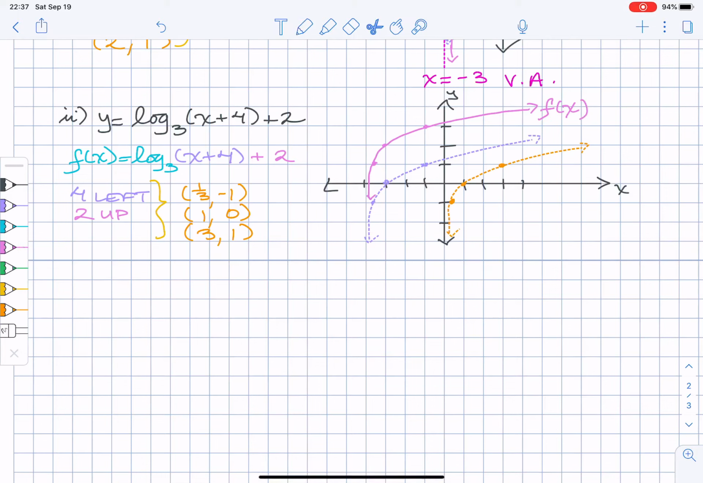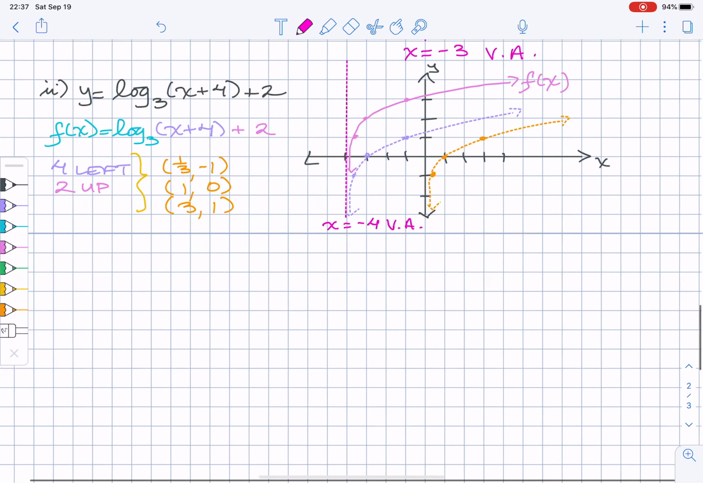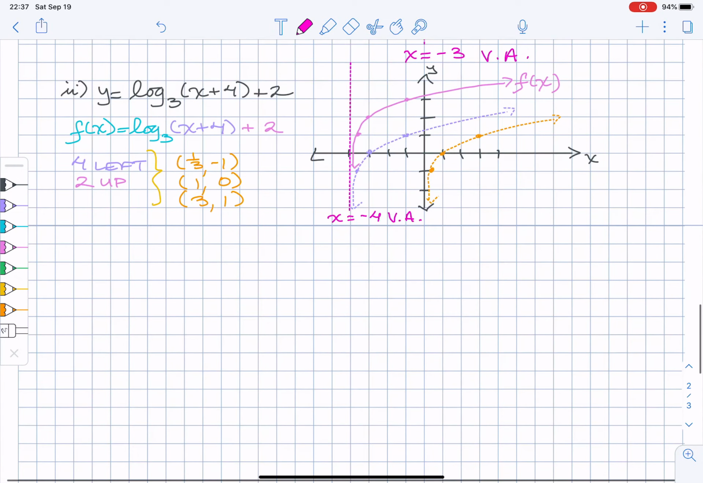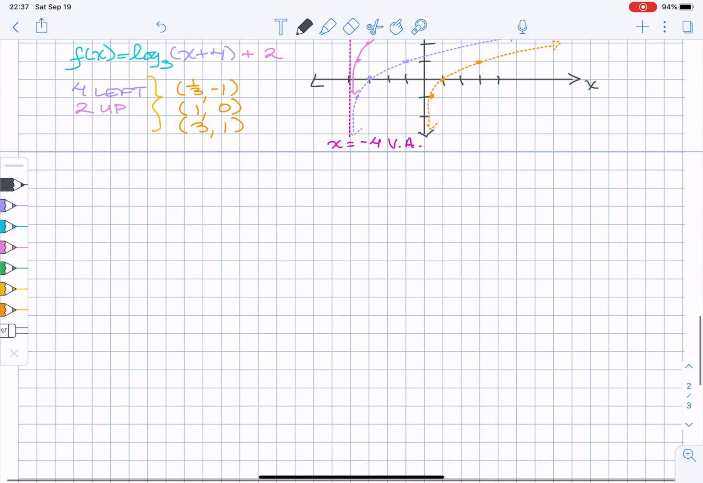And notice that there's going to be a vertical asymptote now shifted to the left 4 units, right? Okay, so the vertical asymptote will be at x equal to -4. So I think we got that. Okay, let's do another one. Number 3.